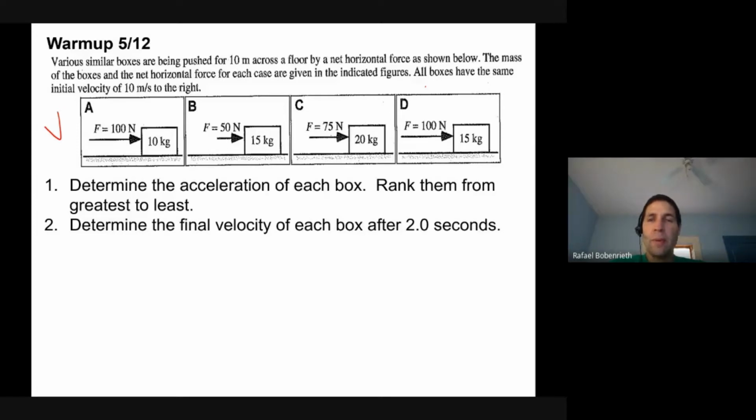We're going to do the warm-up problem. We're going to go over some new content. And then you're going to have time in your breakout rooms to actually start this coming week's homework. So let's jump right into the warm-up.